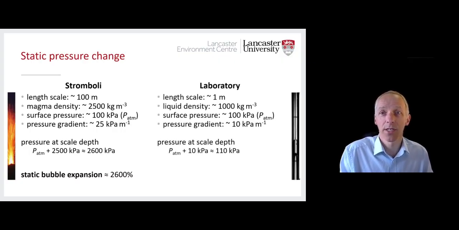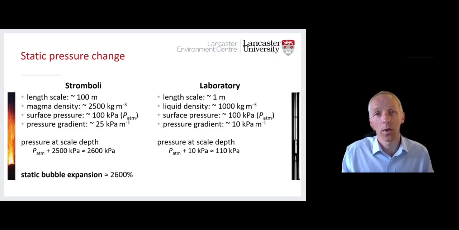Now, let's carry out the same estimation for the laboratory, where we have a length scale of 1 meter, a liquid density of approximately half that of magma, and a surface pressure of the same 100 kilopascals, or atmospheric pressure. So we have a slightly smaller pressure gradient, but critically here, we have a much smaller length scale. So the pressure at the scale depth of 1 meter is only slightly greater than that of atmospheric pressure. Consequently, as the gas ascends over that meter, we would expect only very limited expansion.